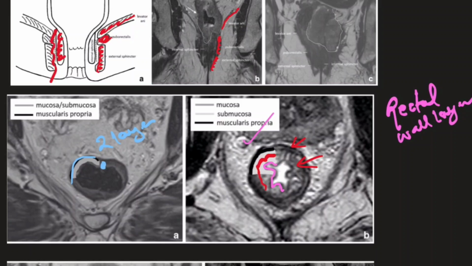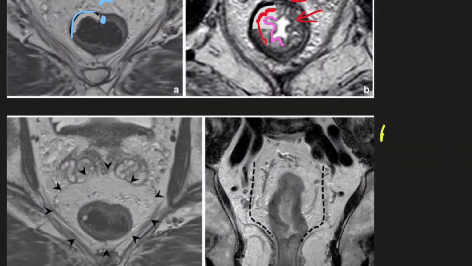Okay. So the next one is the mesorectal fascia. It's actually a thin fibrous structure.